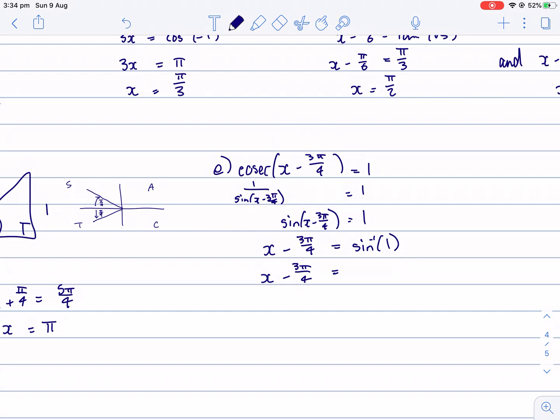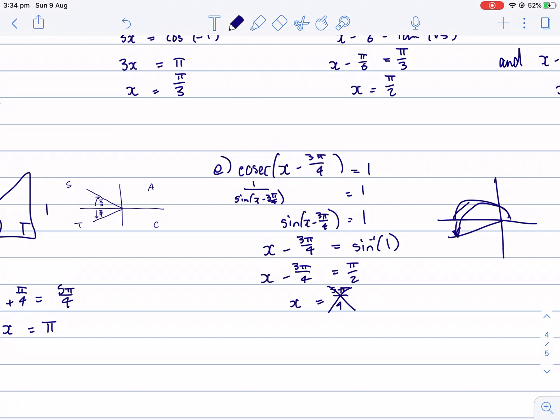There's only one value where sine whatever equals 1. It's 90 degrees, which is pi on 2. So x is going to be pi on 2 plus pi on 4, 3 pi on 4. A half plus 3/4 is 5 pi on 4. But they've restricted our domain. 5 pi on 4 is here. It's an extra pi on 4.